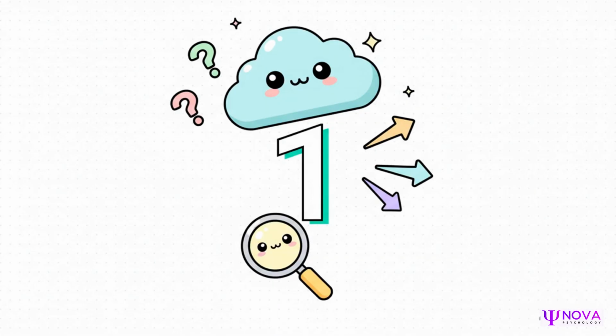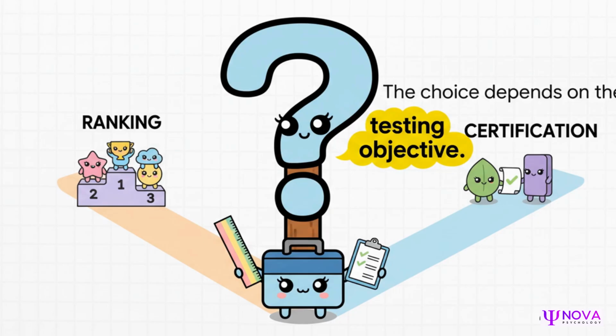So if the line is blurry and these two ideas feed into each other, how in the world do we decide which one to use when we're designing a test? Well, it turns out it all comes down to one single overriding principle. The answer is simple but crucial. It all depends on the purpose of your test. What question are you trying to answer? Your testing objective is the only thing that dictates which yardstick is the right one for the job.